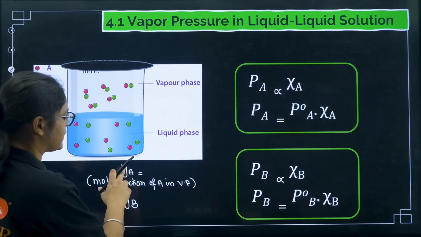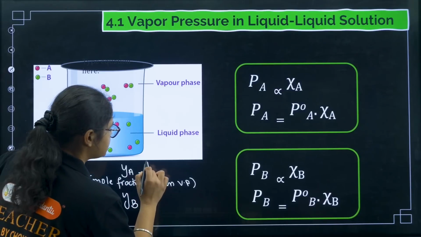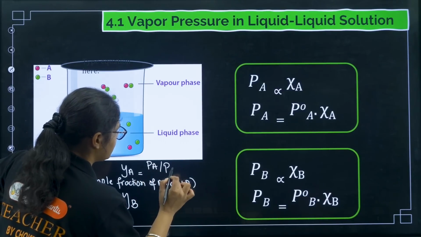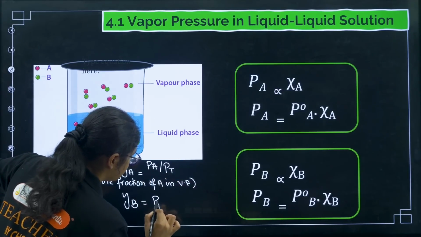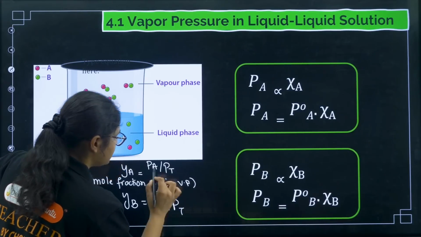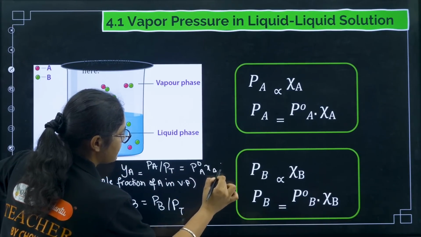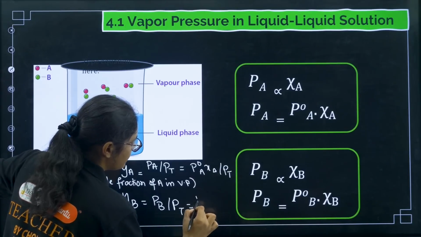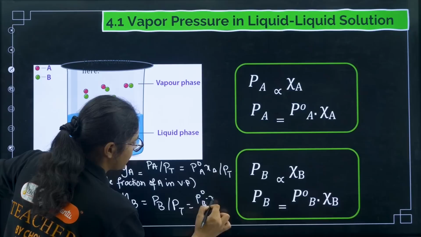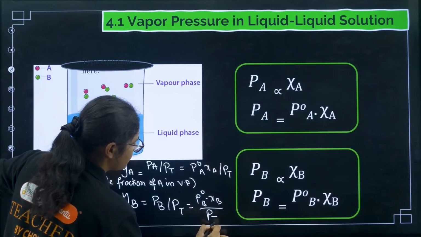So to that we have to calculate YA and YB, and it is equal to PA by P total, and this is equal to PB by P total. So if you remember, what is PA? P naught A XA by P total, and this is P naught B into XB by P total.